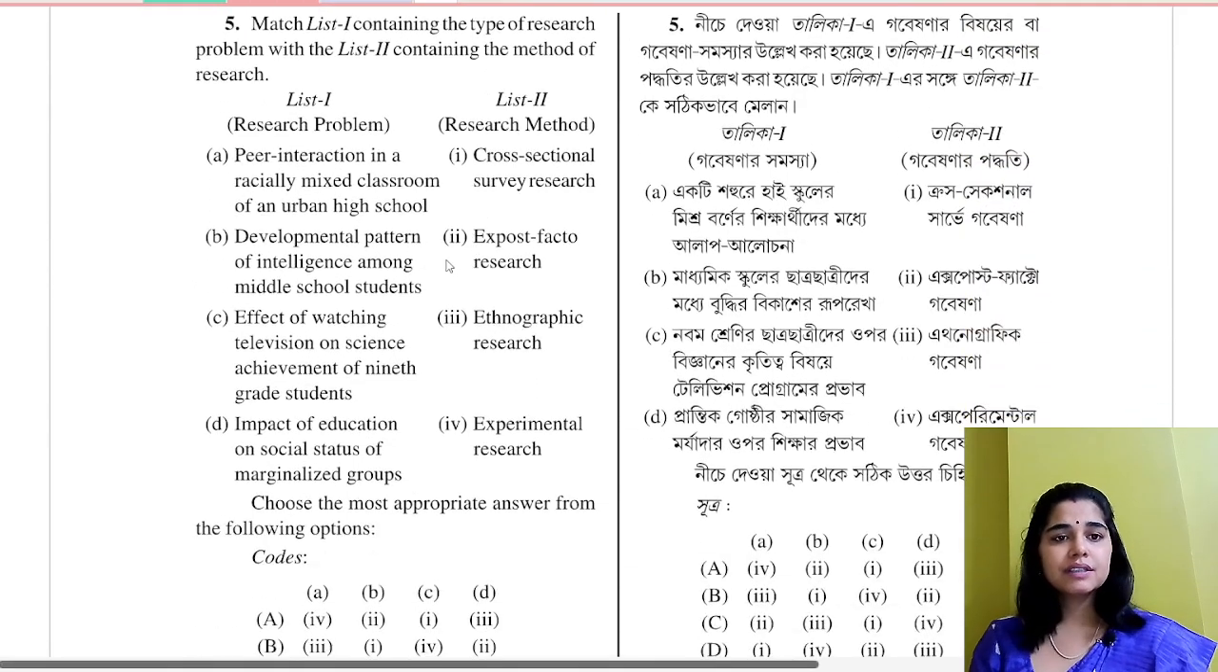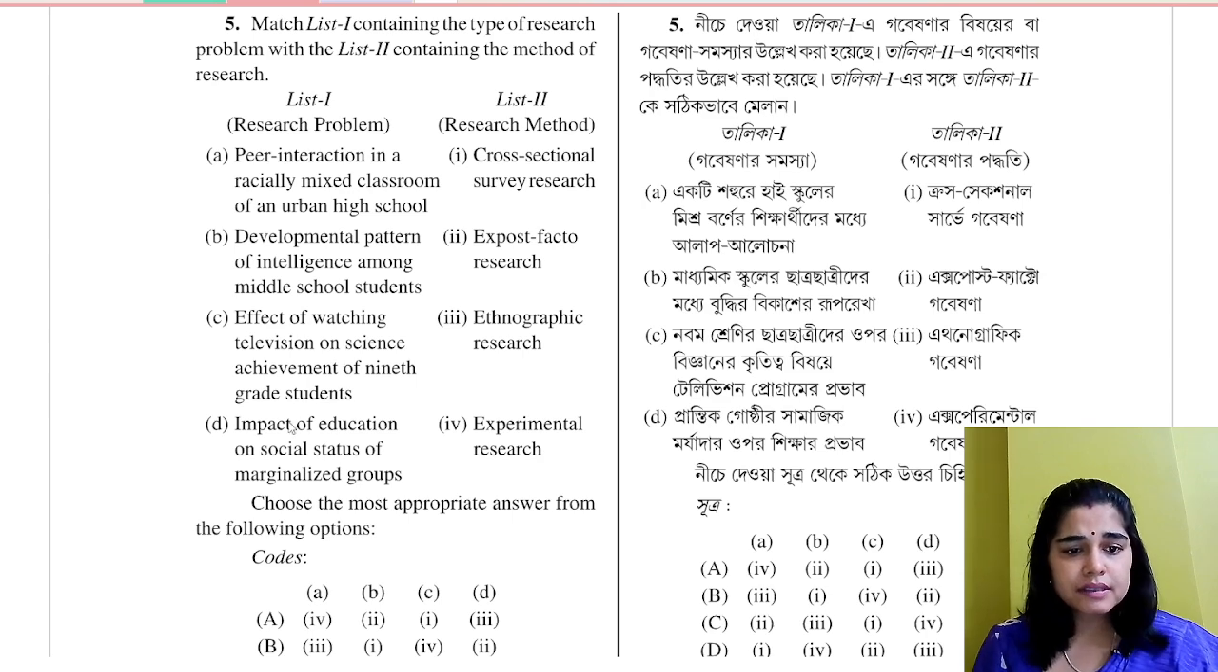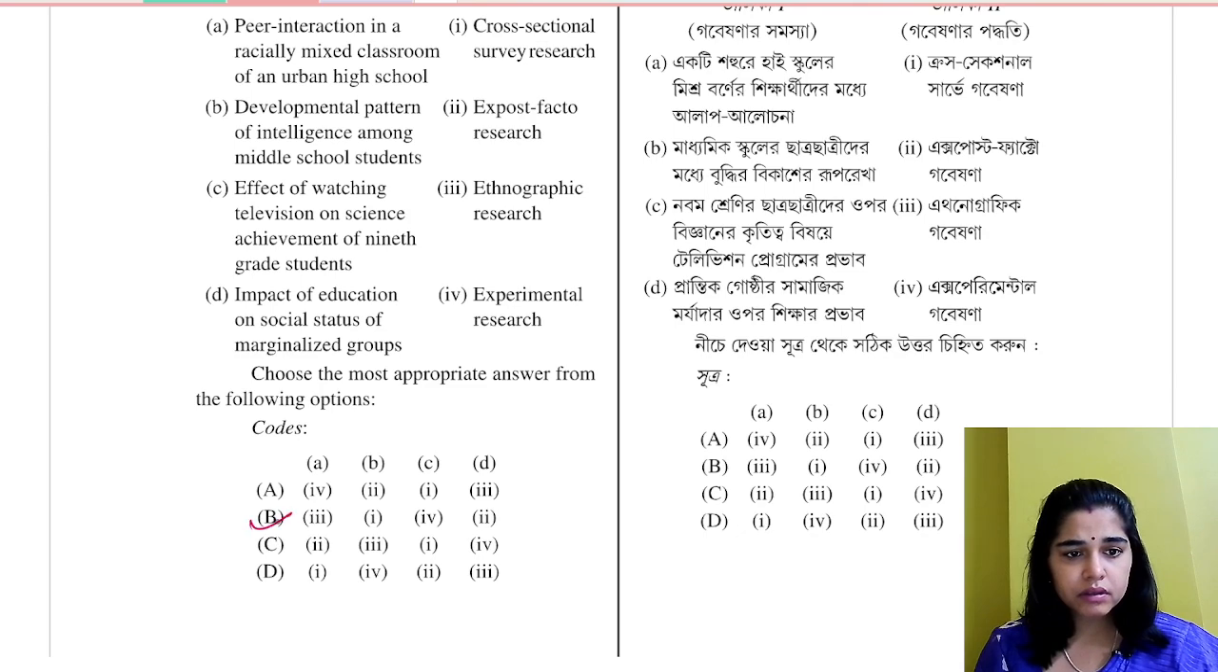Now the next question, question number 5. What is this question saying? We will go to the answer first. This is a match-based question. So the answer for this question is B. Answer B. What is the B? The first one is what?